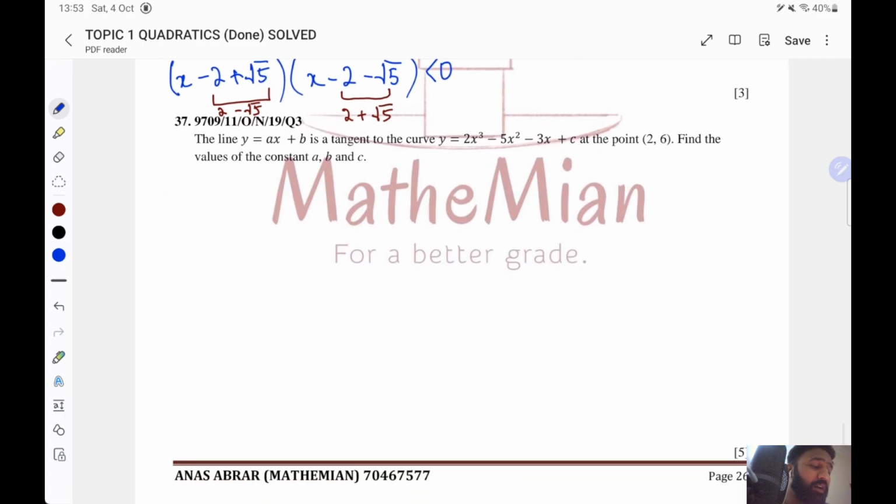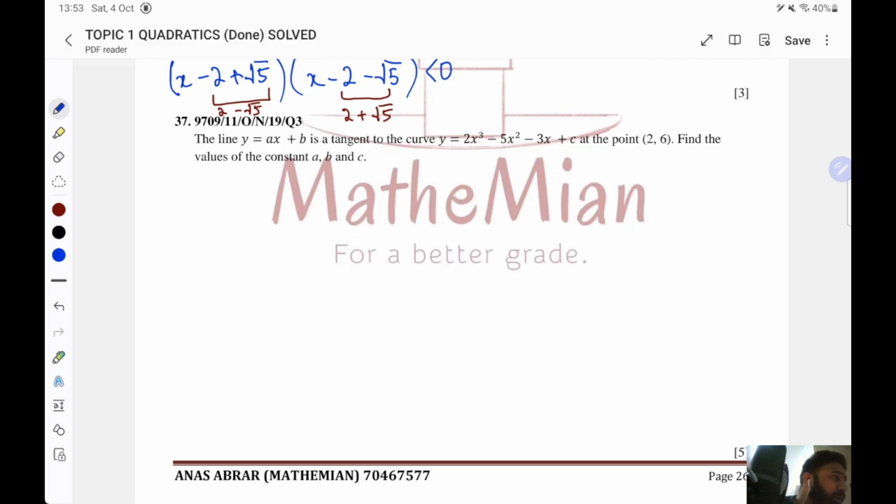Question number 3, October November 2019, paper 1-1. The line y equals ax plus b is tangent to the curve at the point 2, 6. Find the values of the constants a, b and c. So you just need to find the values of a, b and c. The line and the curve are tangent to each other, and the coordinates are also given to you.